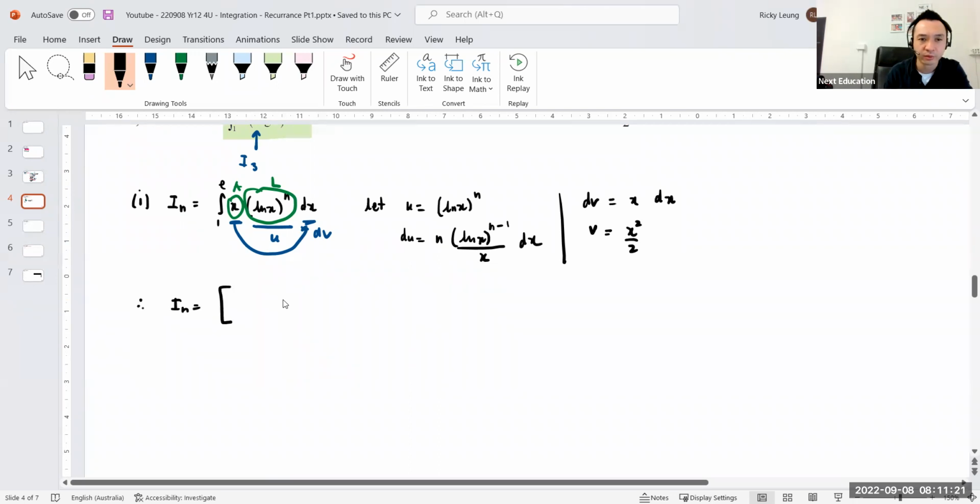Now what are my limits? 1 and e. Okay, cool. So uv will be x squared (ln x)^n over 2, with limits e and 1, minus. Now, I'm multiplying this with this to integrate. Anything constant, n and 2, I'm going to bring out first: n on 2, integral between 1 and e. And then what's left? I've got x squared and x cancelling out, so it'd just be x (ln x)^(n-1) dx.